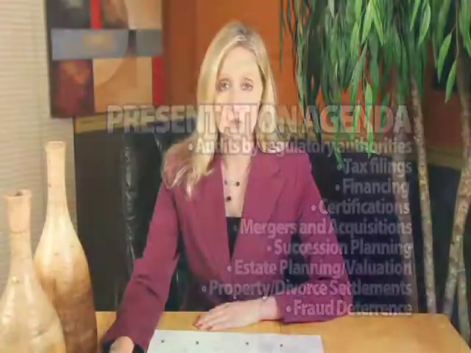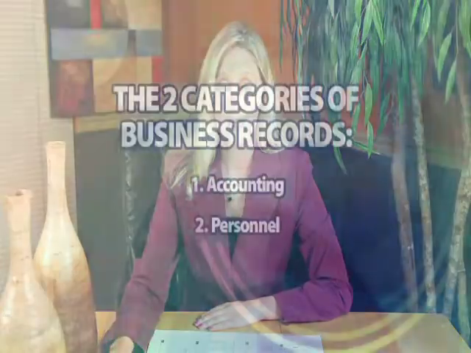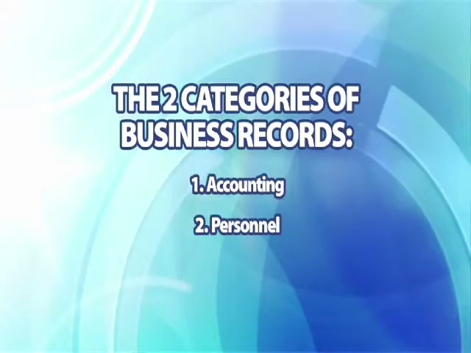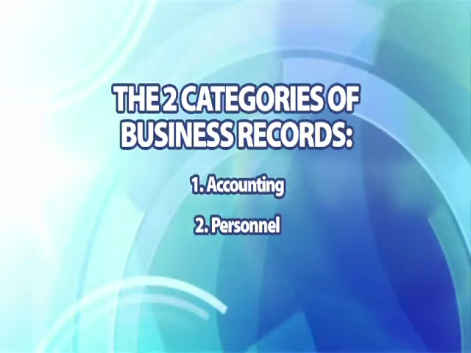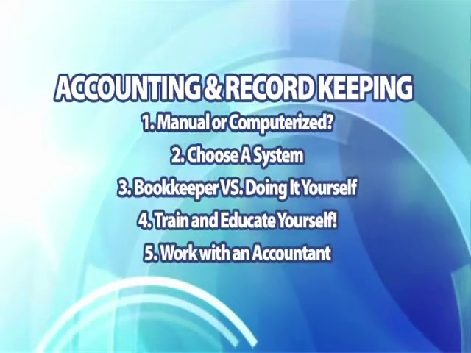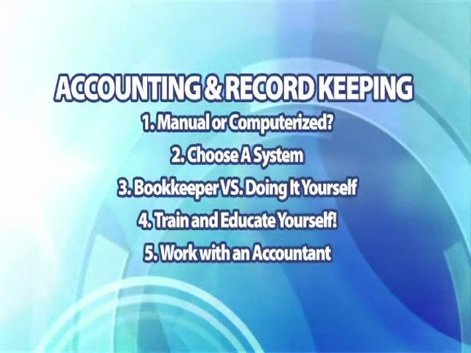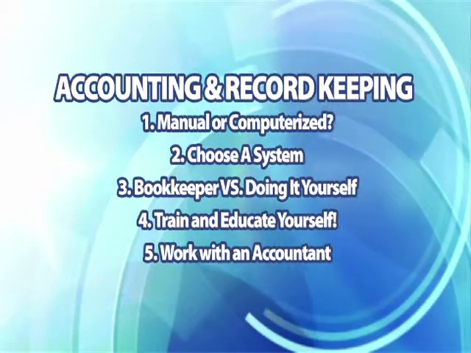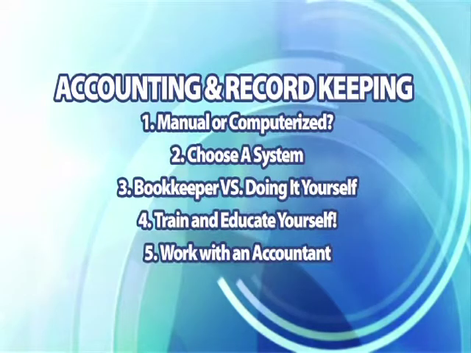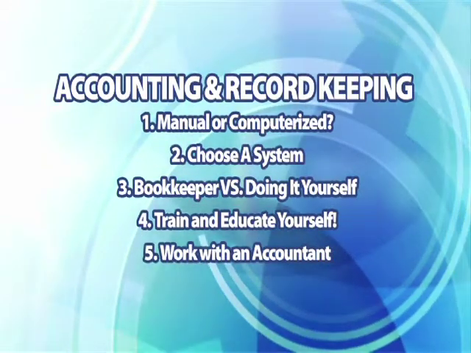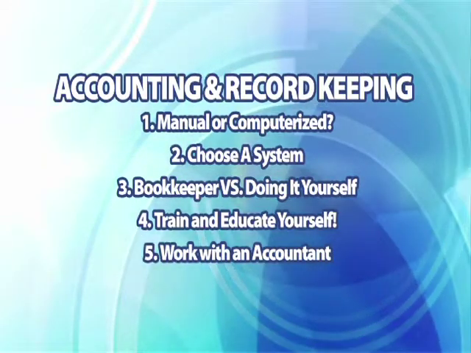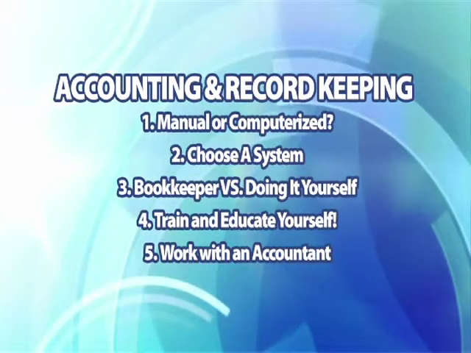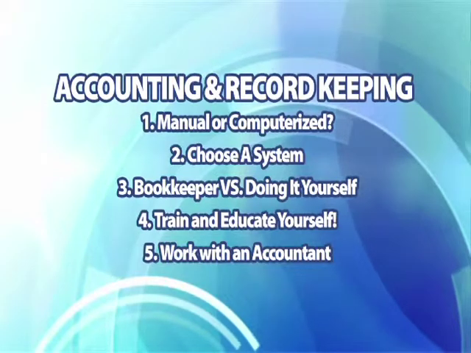Here's a look at two types of records you'll be keeping: accounting, which includes records and record keeping, and personnel files and proper documents. You must decide if you'll be keeping manual or computerized. You must choose a record-keeping system. You must decide if you're hiring a bookkeeper or if you're doing it yourself. If you're doing it yourself, you must undergo training and educate yourself in accounting and understanding of financial statements. It can be helpful to work with your accountant.